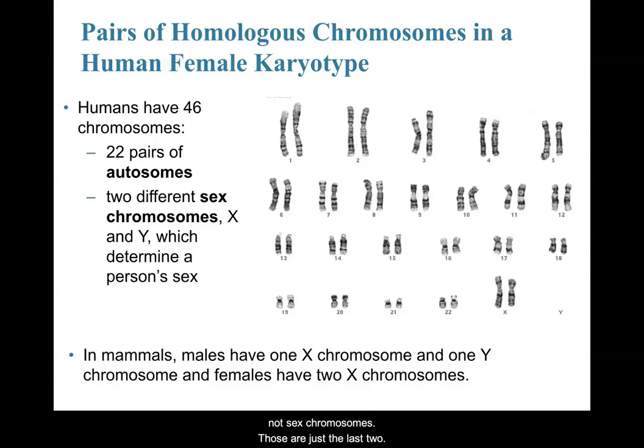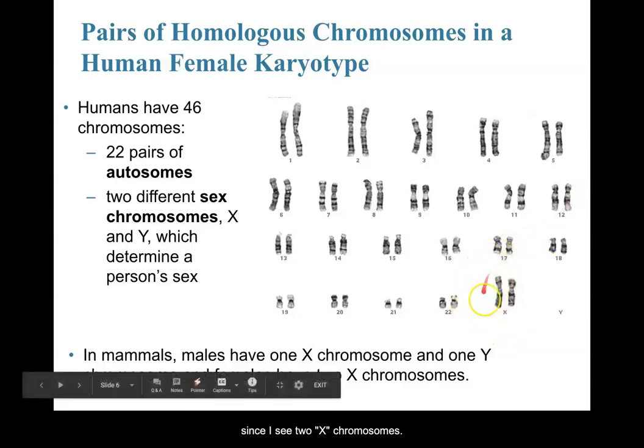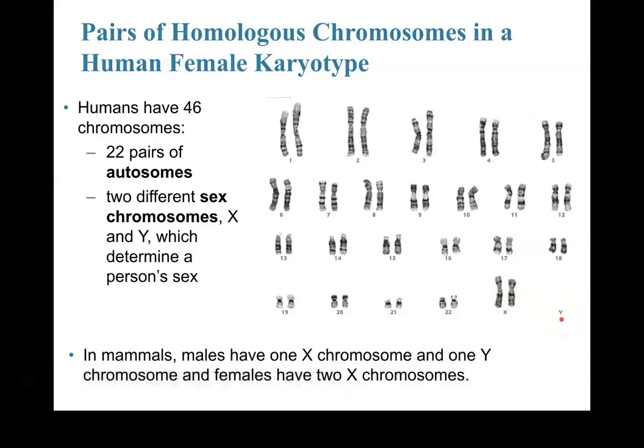Those are just the last two different sex chromosomes that occur. And so they are X and Y chromosomes. Depending on your gender, you're going to have 2 X chromosomes for female. This is a female karyotype since I see 2 X chromosomes, or as in the previous image, you could have 1 X, 1 Y for a male karyotype.